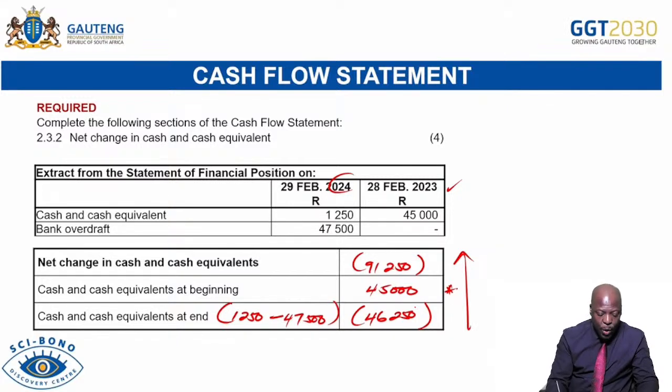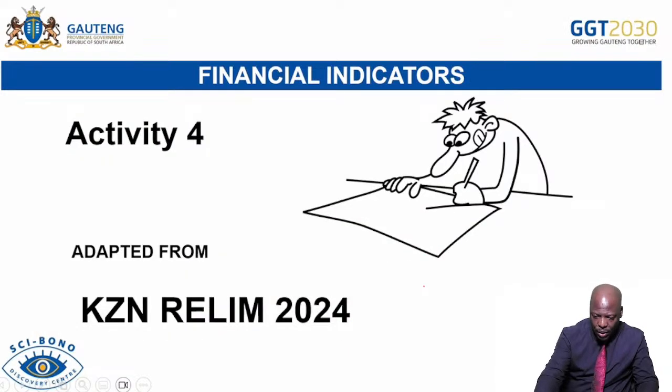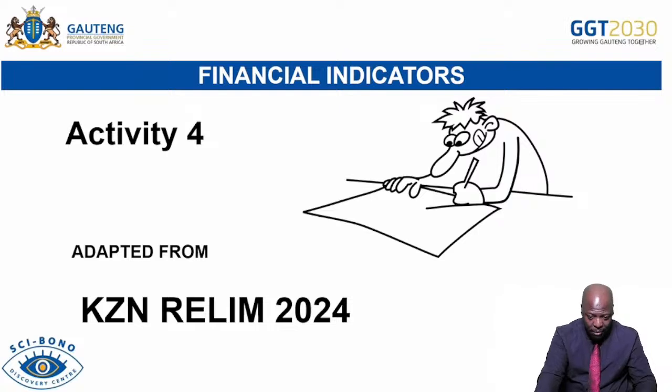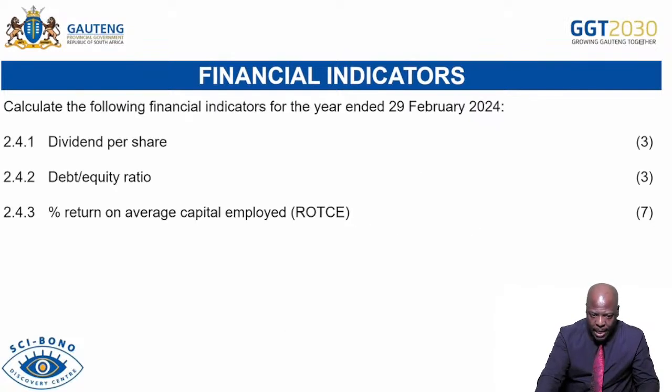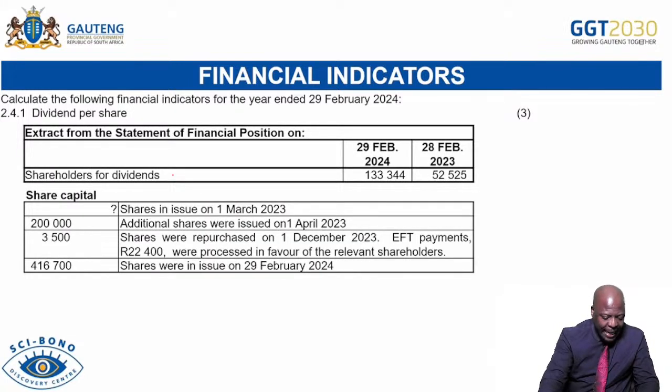Okay, I think we are done with this activity, and we're quickly going to rush to activity 4 now, which is the last activity for the day. In here, we're going to calculate these financial indicators. The first one is dividends per share, debt equity, and then your ROTE. Let's look at the first one, which is my dividends per share. Okay, so in this one, remember we had already opened note number 8 where we did the retained income.